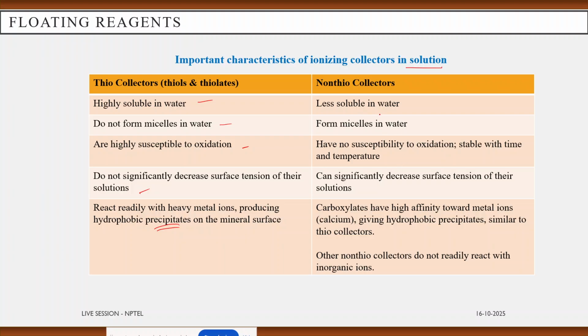Whereas non-thiocollectors are less soluble in water, form micelles in water, have no susceptibility to oxidation, are stable with time and temperature, and can significantly decrease the surface tension of the solution. Carboxylates have very high affinity toward the metal ions, giving very hydrophobic precipitation onto the surface, similar to thiocollectors. Other non-thiocollectors do not readily react with the inorganic ions.